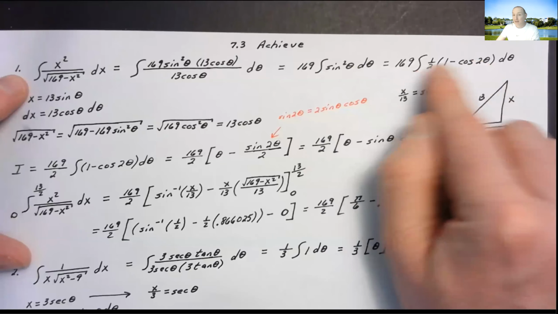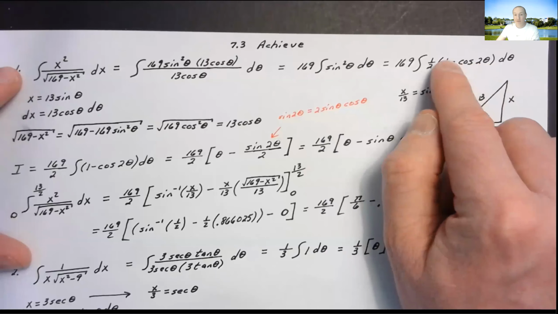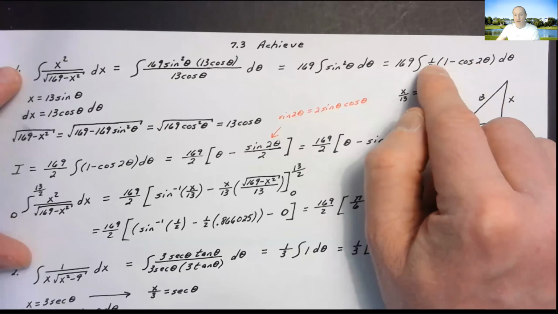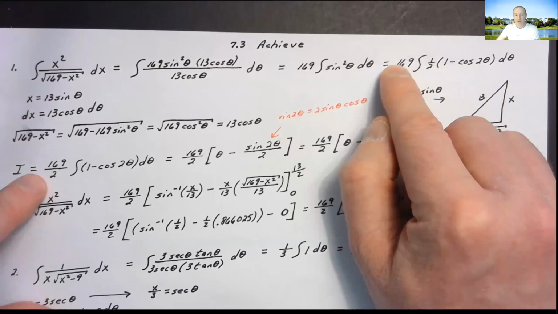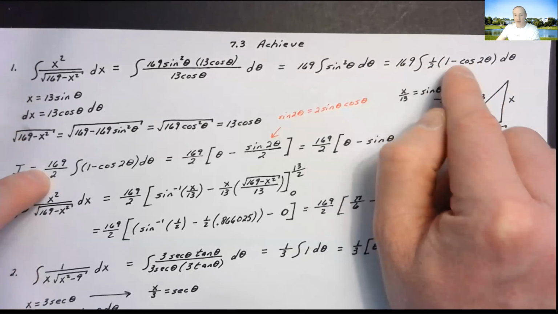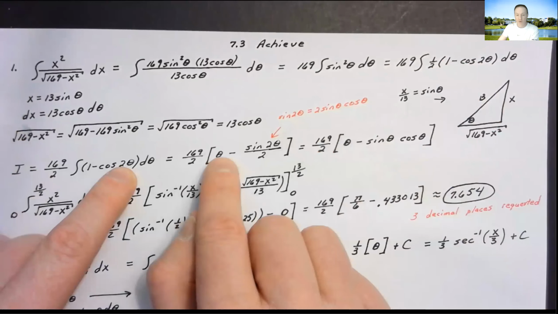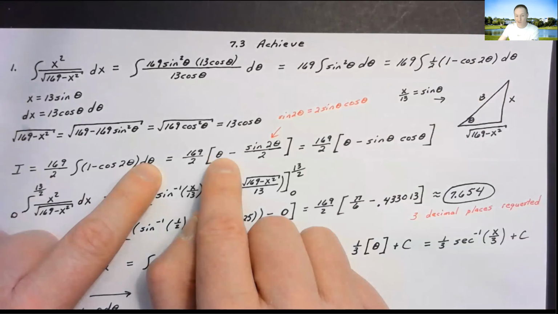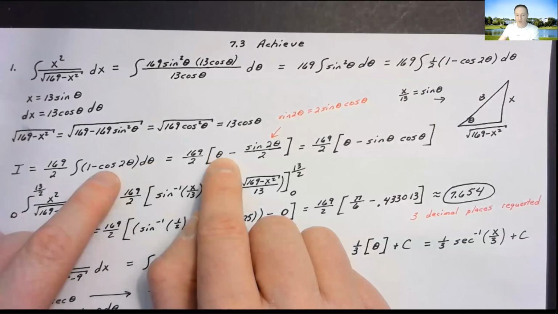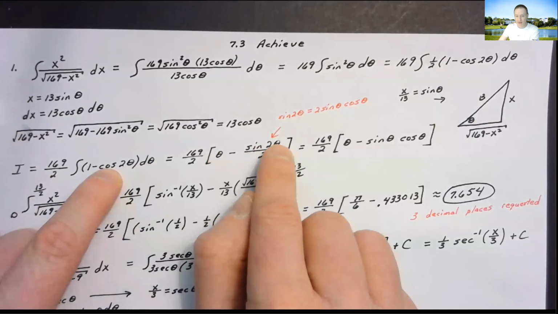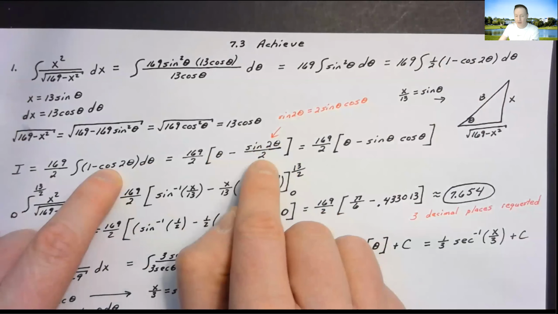Now, I can integrate this. What I did from this step to the next is bring that 1/2 to the outside and call it 169 divided by 2. Then I'll have the integral of 1 minus cosine 2 theta. The integral of 1 with respect to theta is just theta. The integral of the cosine of 2 theta is going to be the sine of that angle, 2 theta, divided by the derivative of the angle, 2.